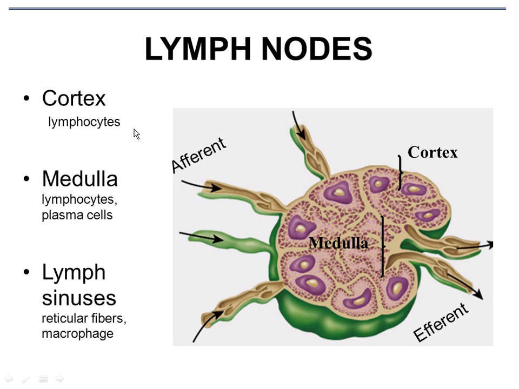And you can see over here that the cell populations change as you're in the different regions. The cortex has more lymphocytes, so B's, T's. The medulla has lymphocytes and plasma B cells. And then the sinuses have more reticular fibers and more macrophage.